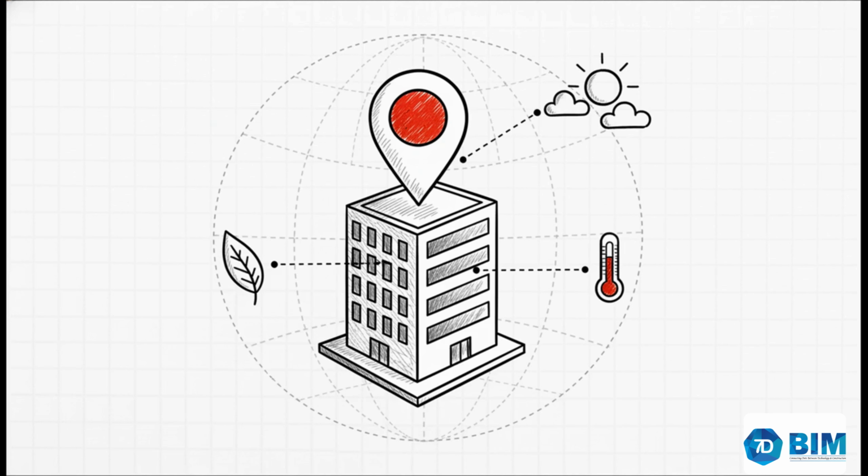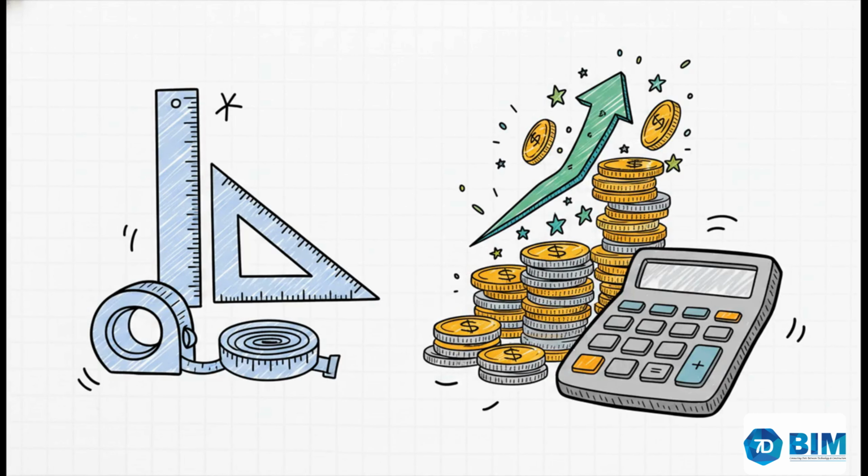Inputting an accurate project address directly influences critical weather modeling and energy analyses later on. The software literally uses that location to give you a near-perfect environmental model of your building site. Right alongside that project data, you have got to configure your project units.